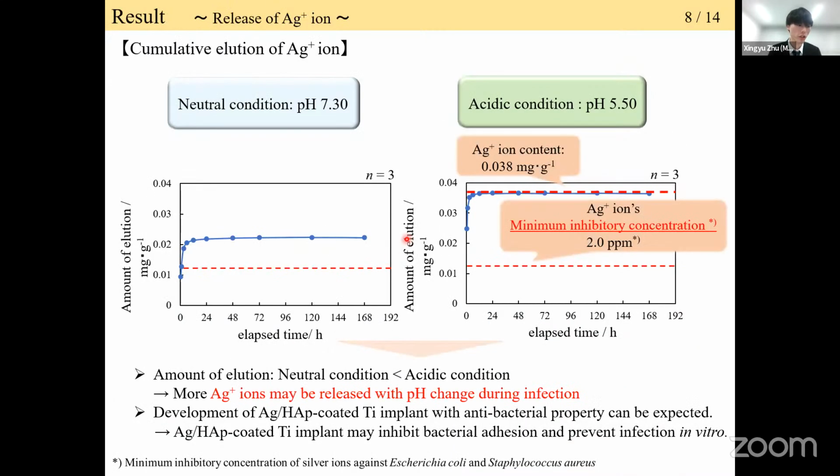And the results showed that more silver ions are eluted under acidic conditions compared with neutral condition, which shows that more silver ions will be released due to the pH change during infection. And the concentration of silver ions released is higher than its minimum inhibitory concentration. So the antibacterial effect of HAP-coated titanium can be expected to prevent infections.